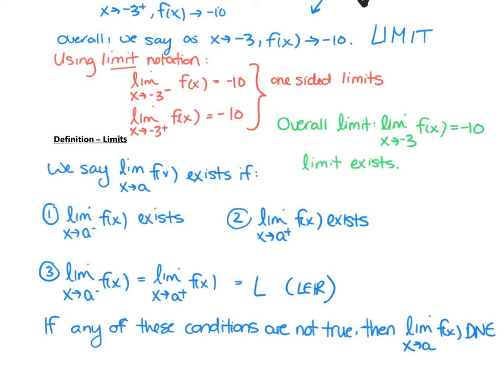Okay, so here's the definition of a limit. So for a limit to exist, okay, like the one above, we need the left limit to exist, we need the right limit to exist, and then we need the left limit to equal the right limit to equal some number L. Again, L is any real number. And if any of these conditions are not true, then we say that the limit DNE, does not exist. Okay, so let's take a look at some questions and see what they look like.